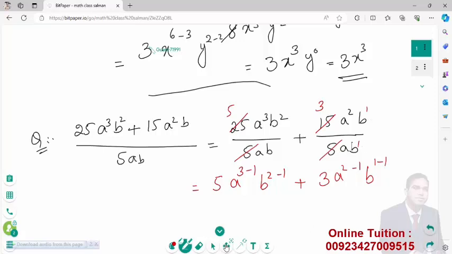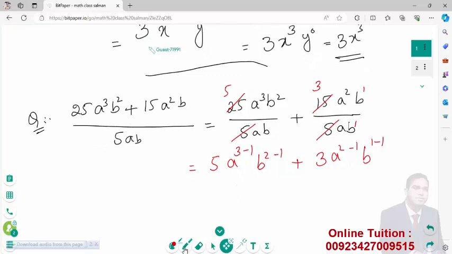Now 5 into a square b plus 3 into a, we know that 1 minus 1 is equal to 0 and b is equal to 1, okay. So when multiply with this is the simple answer.